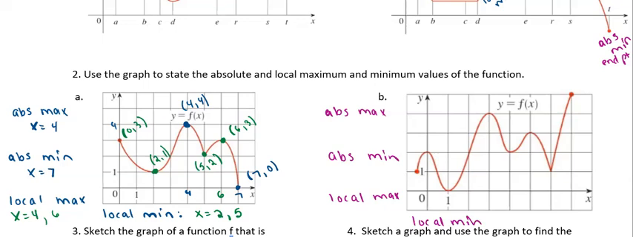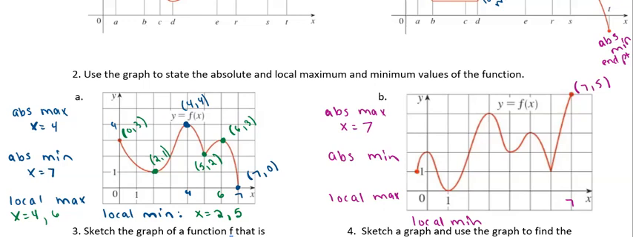Absolute max. Where's our absolute max? I think it's all the way up here. 1, 2, 3, 4, 5, 6, 7. 1, 2, 3, 4, 5. Yep, 7, 5. So our absolute max, our highest y value, is going to occur when x is 7. So x equals 7 is our absolute max.